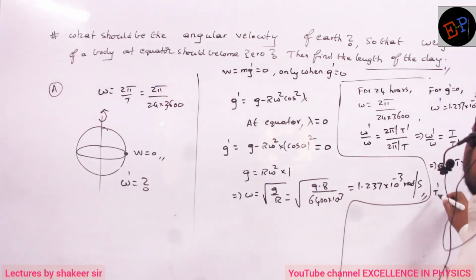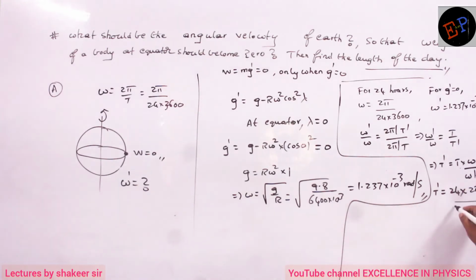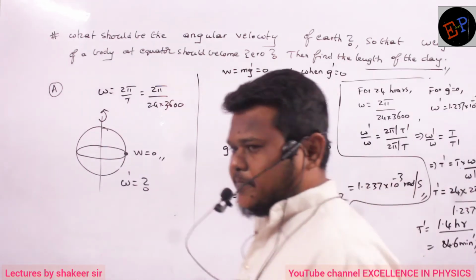So therefore T dash is equal to T, which is 24, multiplied by the omega value. We know, no, already substitute this value. Omega value is how much? 2 pi divided by 24 into 3600 divided by omega dash. Already I have calculated, no, 1.237 into 10 power minus 3. So from this just calculate the T dash value. That is my required answer. So if I do this calculation, the answer which I will get is 1.4 hours, or you can say nearly 84.6 minutes. Are you able to understand?